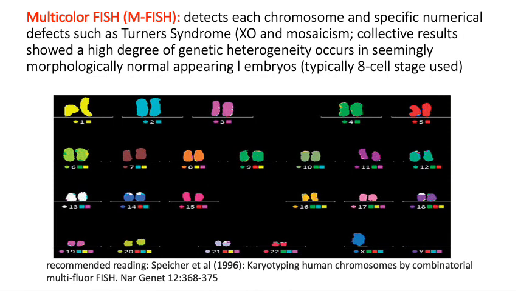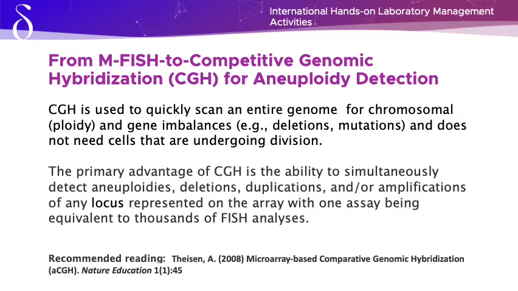And this was used, as I said, for quite some time until another method came around. And this is going from this MFISH to competitive genomic hybridization for aneuploidy detection. And here is kind of interesting because in this case, what you have is a way of looking at the entire genome. And this was not developed for IVF purposes.